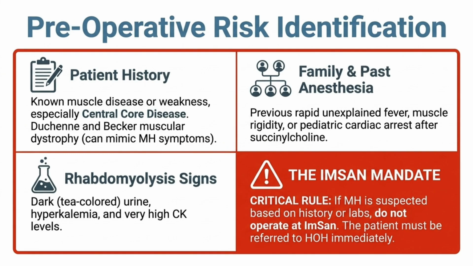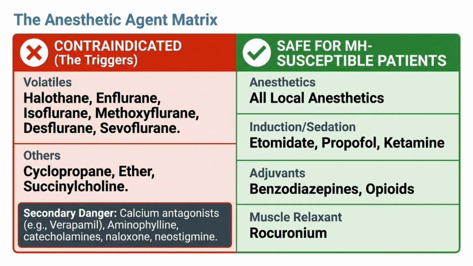If MH is suspected, do not operate at IMSAN. Transfer immediately. Know the anesthetic agent matrix. Volatile anesthetics and succinylcholine are major triggers and are contraindicated. Safe alternatives include local anesthetics, propofol, ketamine, and rocuronium.